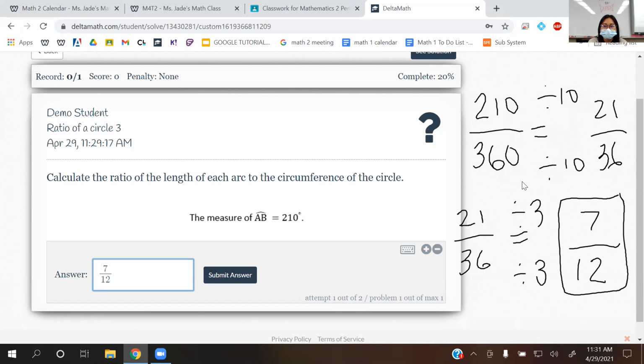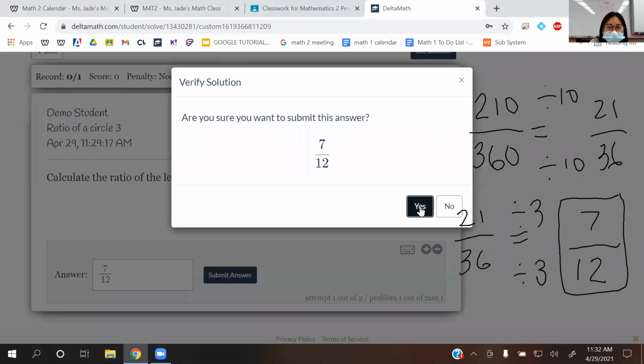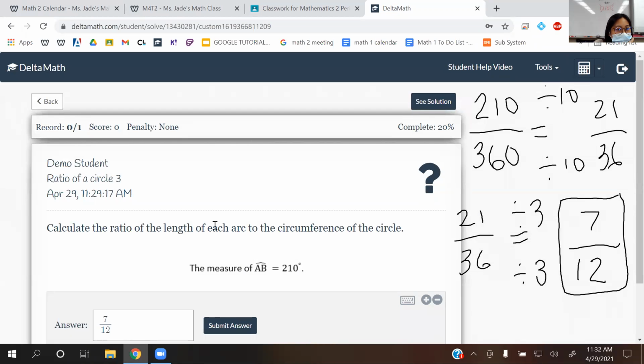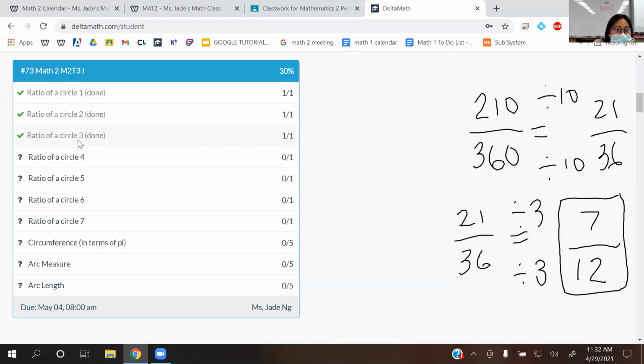Okay. Oh, I love it when this happens, when it lags. Okay, but as you can see, we got it right. Even though it didn't give me the green check mark earlier, you can see that it is giving me the green check mark now for the answer of 7/12. So we just did 3 examples for ratio of a circle.